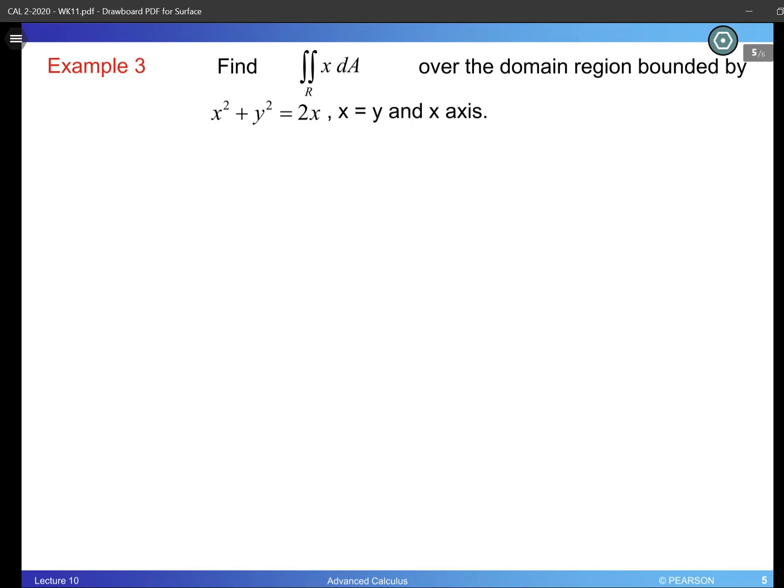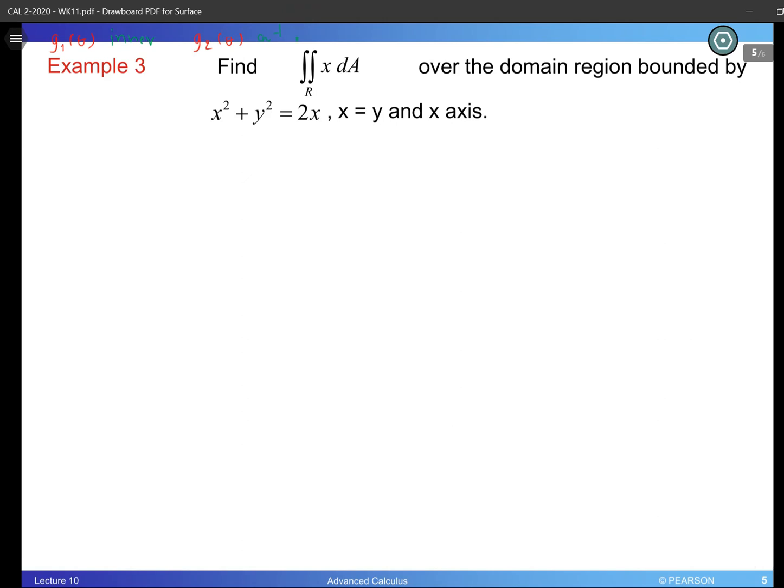In the following examples, you can expect to see non-constant inner and outer radii, which means that we may see something like this: g1 of theta as a function for the inner curve, or inner radius. And we may also see this g2 of theta as a function for the outer curve, or outer radius. This one is outer.